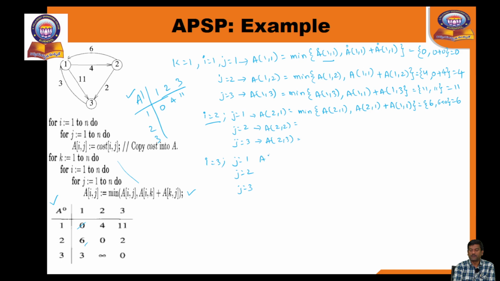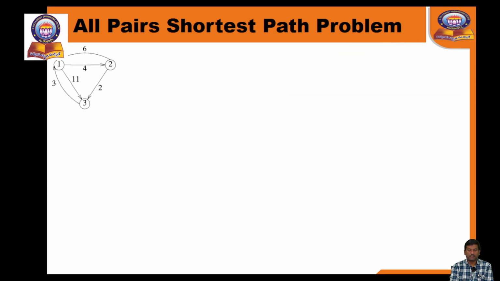That is, you'll be finding A of 3 comma 1, A of 3 comma 2, and similarly A of 3 comma 3 by substituting the respective values. This becomes your respective matrix of A1. So far we have computed the A0 matrix, that is the cost adjacency matrix, and similarly for the next stage we have found A1. So A1 indicates your stage 1, the optimal solution, and you'll be getting the A1 values.